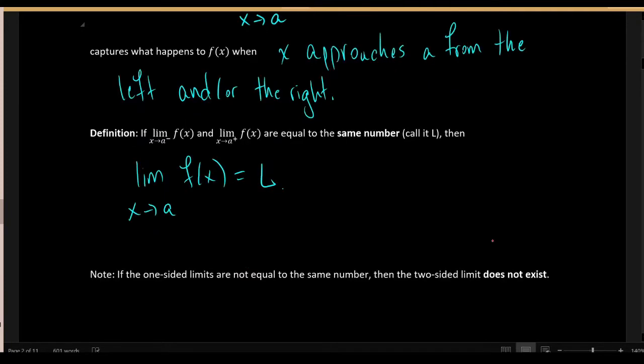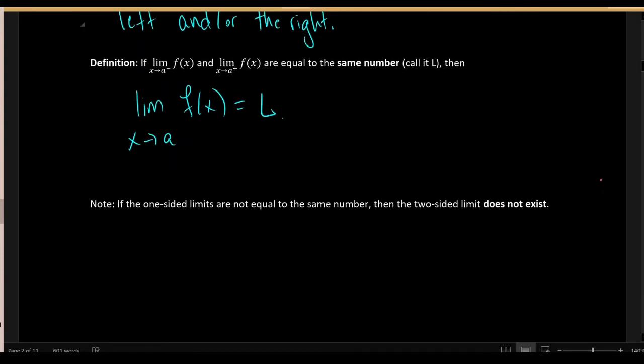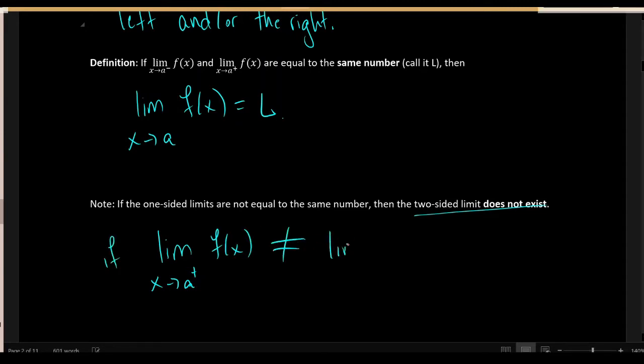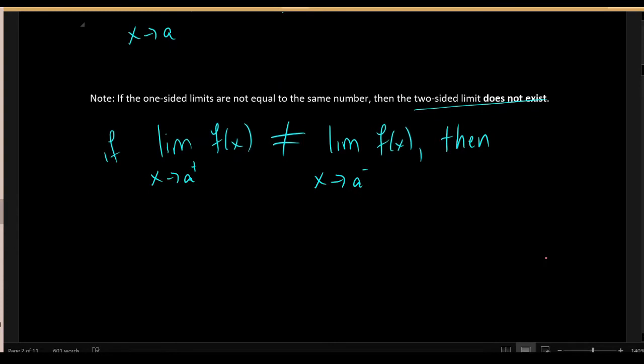If your one-sided limits are not equal to exactly the same number, if they differ in any way, then we say that the two-sided limit does not exist. So if your limit on the left-hand side and your limit on the right-hand side are not exactly the same number, then the two-sided limit, we don't even talk about it. It doesn't exist. It's not a thing.